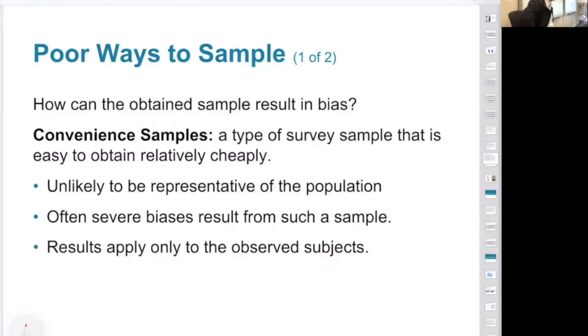Why? Because it's so easy to reach them, right? When you have something like that, we call it a convenience sample. Of course, it's not a good type of sample, actually. Okay. Sometimes it's good. Like what?